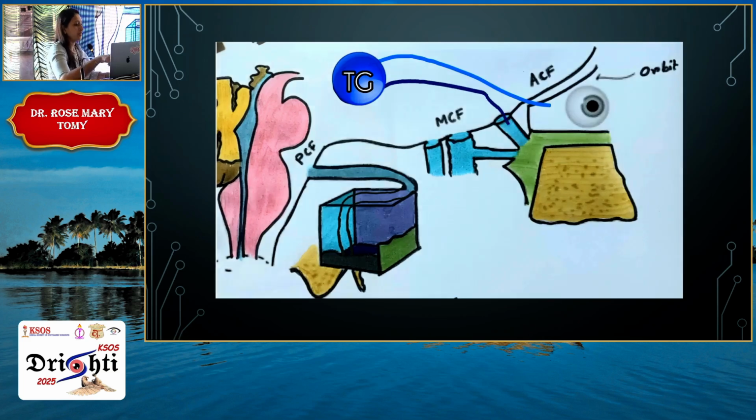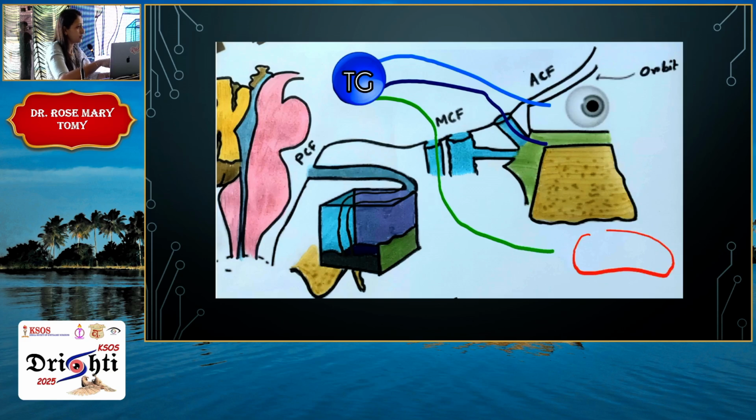Okay, so we have seen the ophthalmic, we have seen the maxillary, and the mandibular branch comes down and gives us the lingual nerve. The lingual nerve is responsible for touch, pain, and temperature of the anterior 2/3 of the tongue. Now we are going to see the salivatory fibers that have to reach the submandibular and sublingual glands.